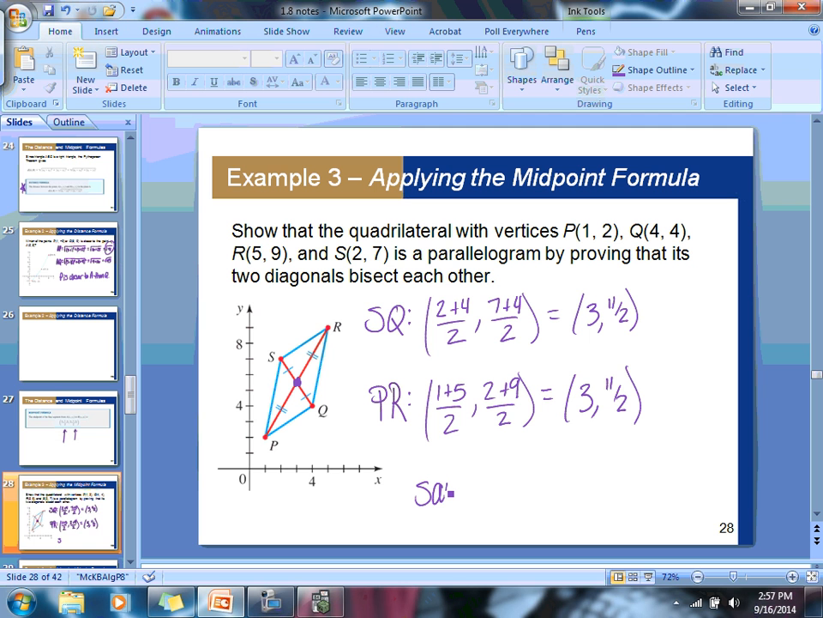So since they have the same midpoint, I'm going to abbreviate midpoint there, that means that we definitely have a parallelogram. So that's how we show that that shape is a parallelogram. They have the same midpoint.